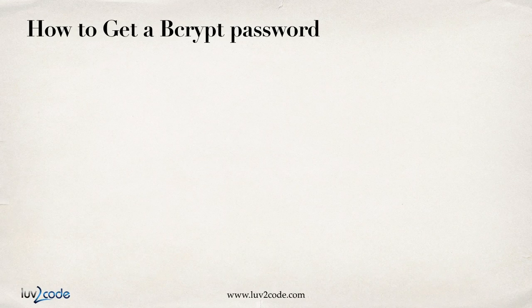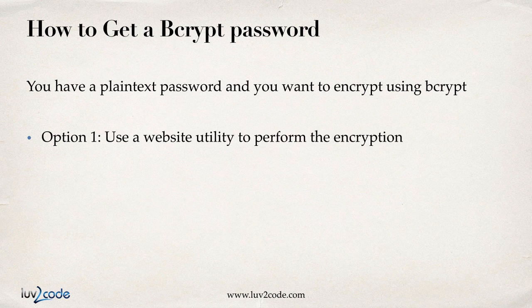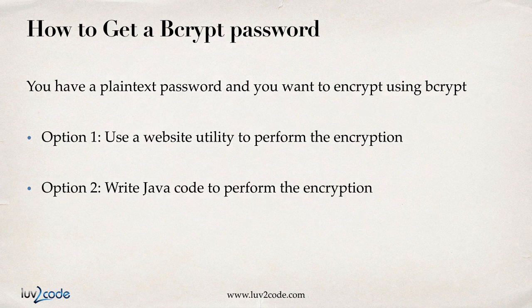Now you may wonder how to get a Bcrypt password. You have a plain text password and you want to encrypt it using Bcrypt. One option is to use a website utility to perform the encryption. Another option is to write some Java code to perform the encryption. We'll cover option 1 in this video, and for option 2, we'll have information in some of the later videos in the course.